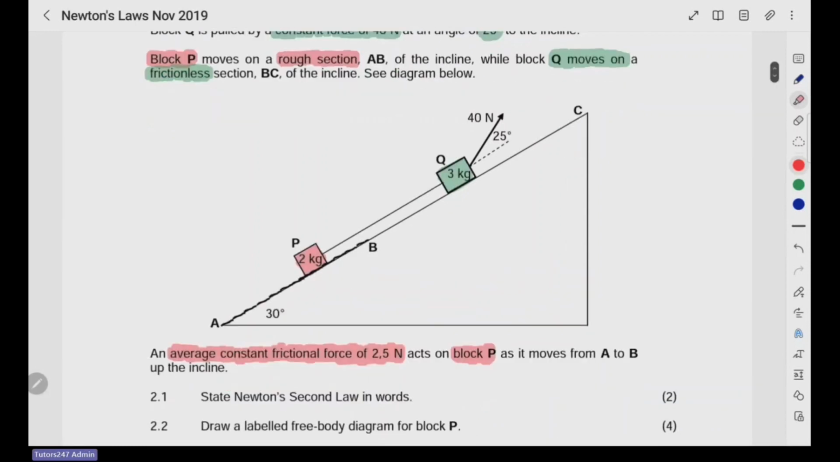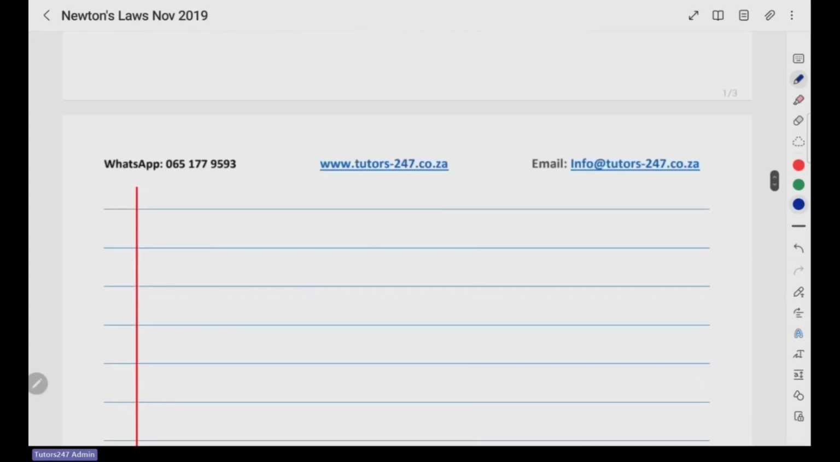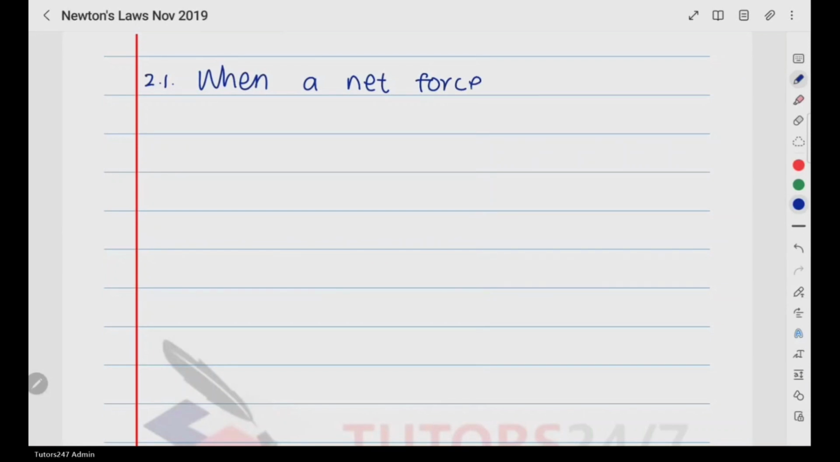Now, our first question is to state Newton's second law of motion. Do you remember Newton's second law of motion? Yes. When a resultant force acts on an object, the object will accelerate in the direction of the resultant force. The acceleration is directly proportional to the net force and inversely proportional to the mass of the object. That is correct.